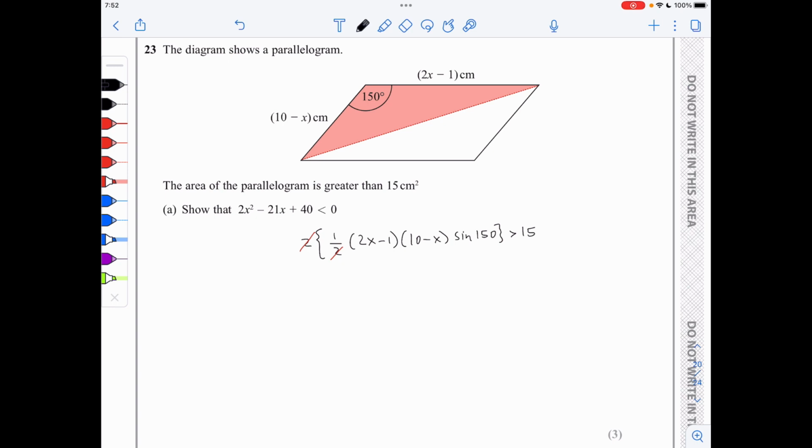I expand the brackets to get 20x minus 2x squared minus 10 plus x. Sine of 150 is a half. This is greater than 15. I will cross multiply the 2 with the 15 to give me a 30 on the right hand side. And on the left hand side, I'm left with 21x minus 2x squared minus 10. And therefore 0 is greater than 2x squared minus 21x plus 40 as required.